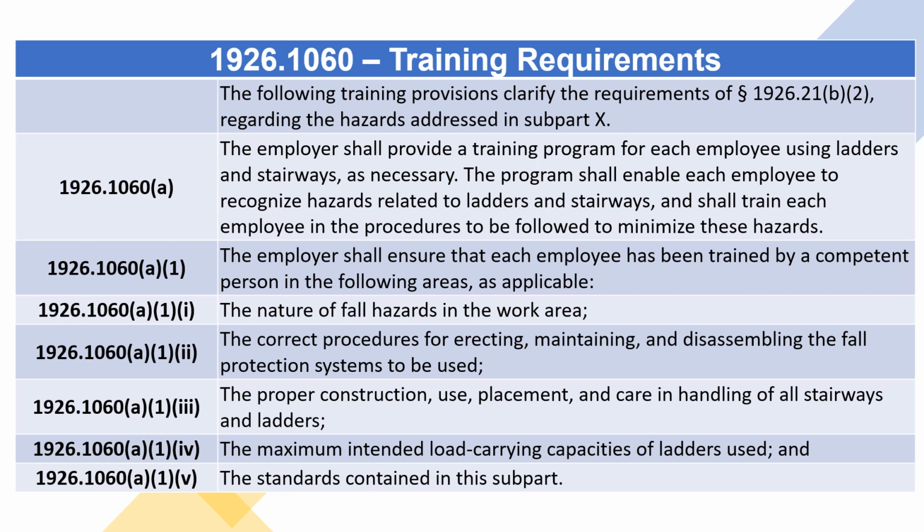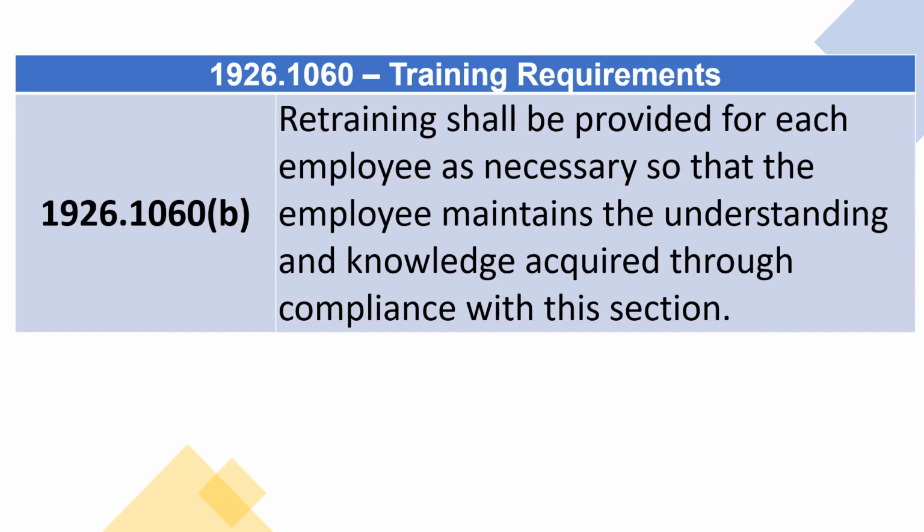1926.1060(a)(1). The employer shall ensure that each employee has been trained by a competent person in the following areas, as applicable: the nature of fall hazards in the work area, the correct procedures for erecting, maintaining, and disassembling the fall protection systems to be used, the proper construction, use, placement, and care in handling of all stairways and ladders, the maximum intended load-carrying capacities of ladders used, and the standards contained in this subpart. 1926.1060(b). Retraining shall be provided for each employee as necessary so that the employee maintains the understanding and knowledge acquired through compliance with this section.